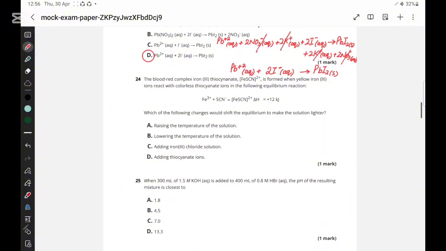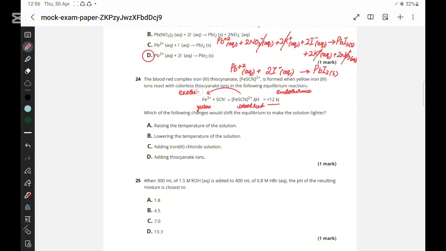For the next question, they are saying the blood red complex ion thiocyanate is formed when yellow iron 3 ions, which have a yellow color, react with colorless thiocyanate ions in the following reaction, and it has a blood red color. They are asking which of the following changes should shift the equilibrium to make the solution lighter. Lighter is yellow color, that means it is going to shift towards the left hand side. They are saying the forward reaction is endothermic and the backward reaction is of course exothermic.